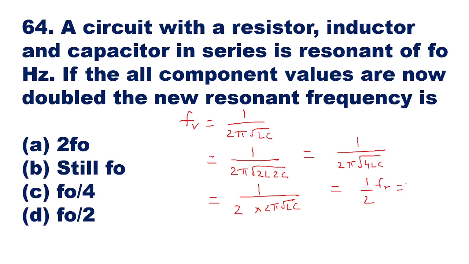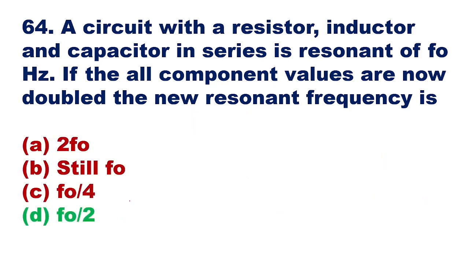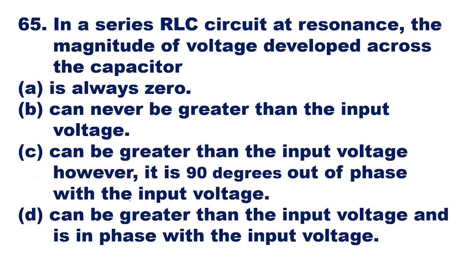This is nothing but Fr by 2, or if you denote the resonant frequency as F naught, then you can write it as F naught by 2. So here, if all the component values are doubled, the new resonant frequency is F naught by 2, that is option D is the right answer here. So here you can see F naught by 2, that is option D is the right answer. Then we'll go to the next question.